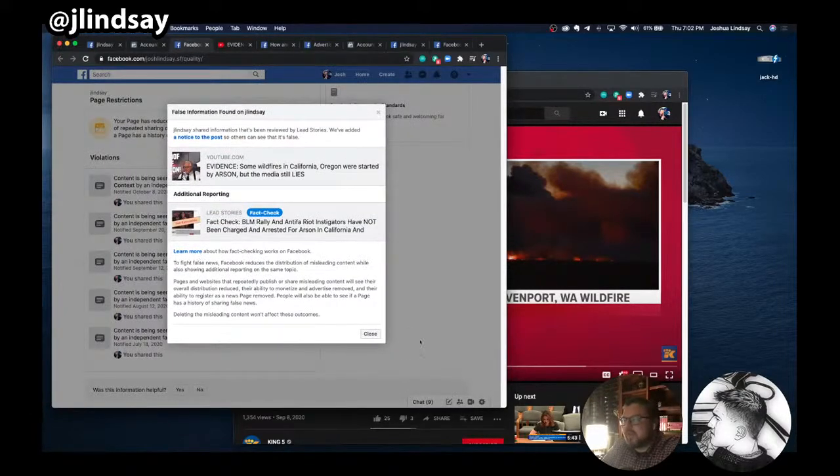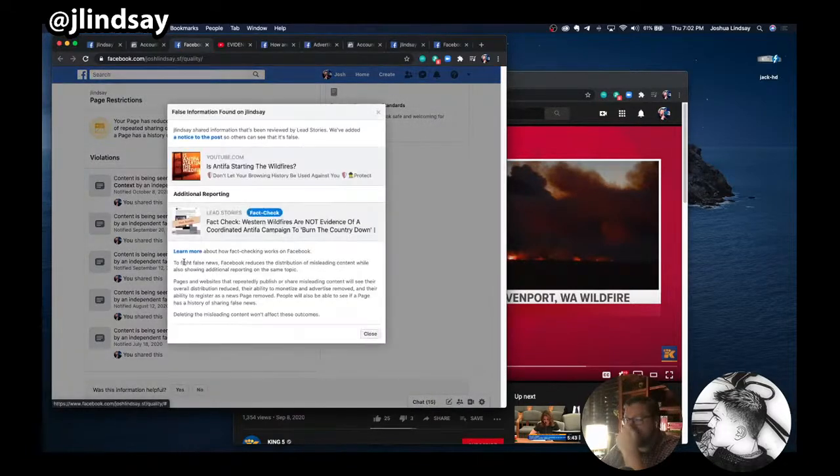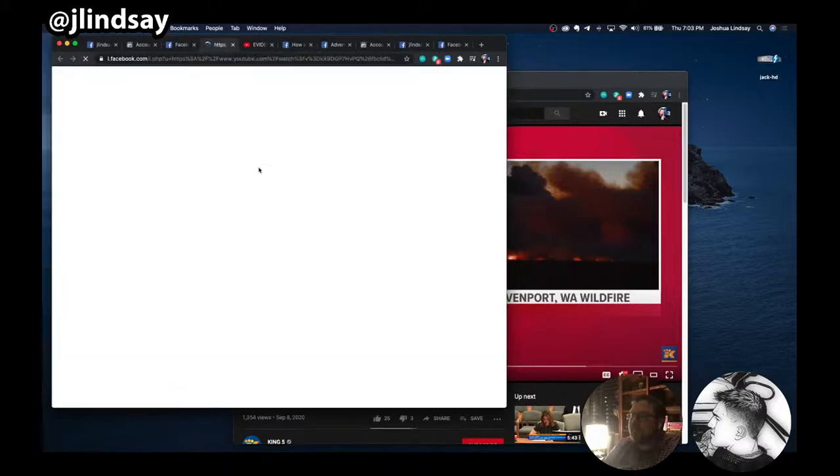Okay, so that's the fact check for strike number 2. Let's see what strike number 3 is. Let's see what we got here. Is Antifa starting wildfires? So it's another link about Antifa starting wildfires. It turns out Facebook is very concerned about you sharing links that suggest that Antifa might have started the wildfires. They don't seem to care that they were rioting and setting cities on fire. They only care if they were responsible for starting wildfires. Let's take a look.